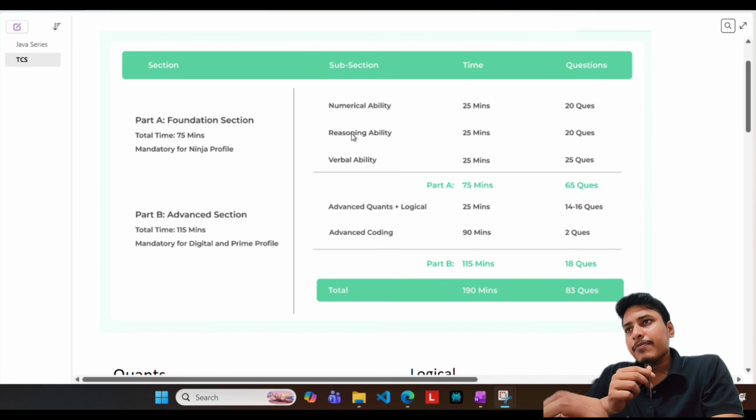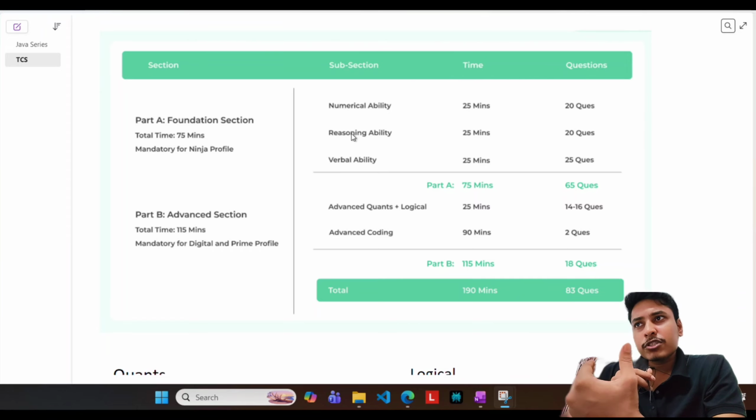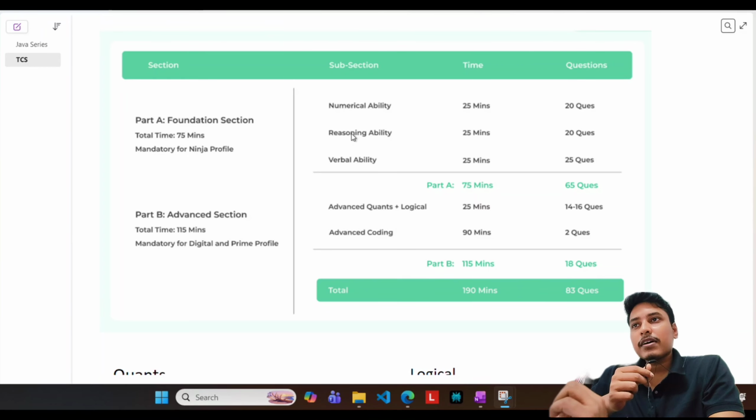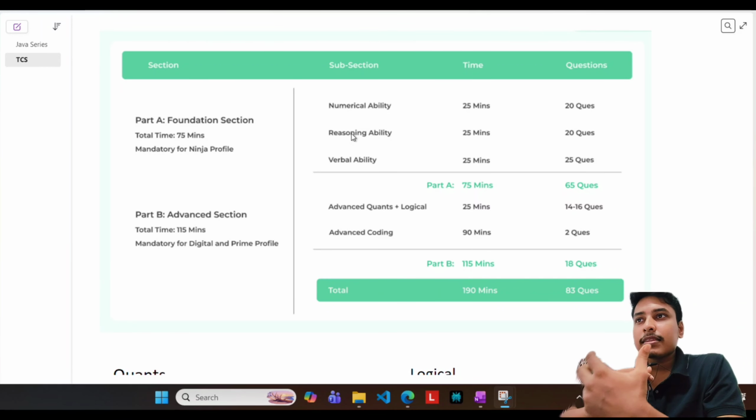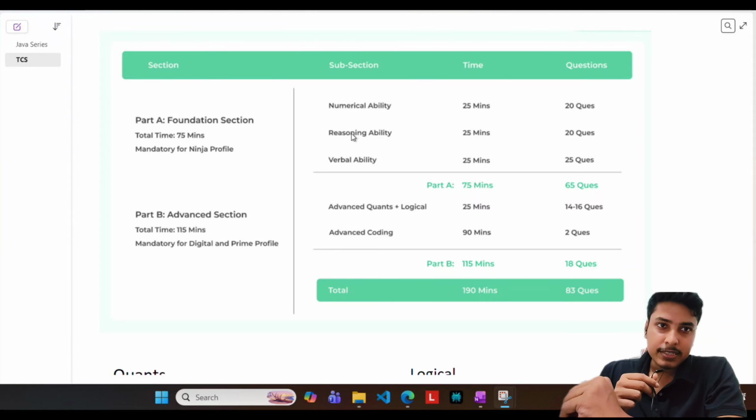For numerical ability, there are 20 questions and the time allotted is 25 minutes. Now, the students who have already calculated that 20 questions in 25 minutes means more than 1 minute for each question, congratulations, you have made your first mistake before entering the examination hall. Here is the main crux, here is the main hack. You must think that you cannot answer 20 questions in 25 minutes.